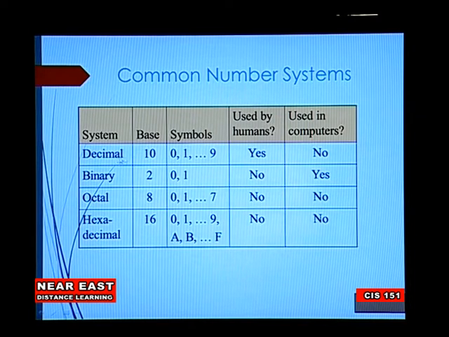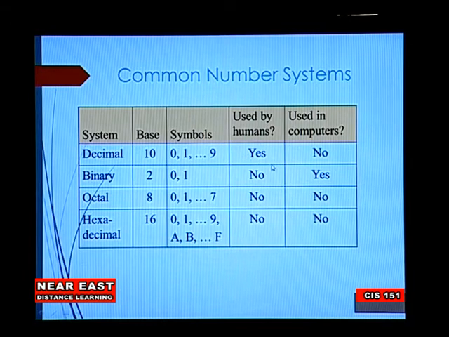Decimal starts from 0 until 9. Binary only accepts 0 and 1. Octal is from 0 until 7. And hexadecimal is from 0 to 9, and then starts with letters. A represents the number 10. B represents the number 11, etc., until F.